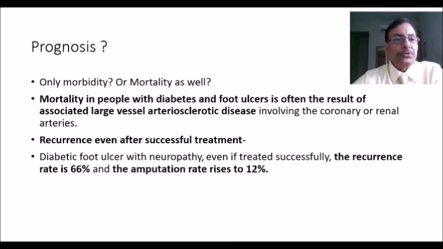Let's talk about the prognosis. Is prognosis only for morbidity, or could there be mortality as well? If there is mortality, it is usually as a result of associated large vessel arteriosclerotic disease, especially of the coronary or the renal arteries. Remember, the recurrence, even after successful treatment of a diabetic foot ulcer, is very common. It is 66%, and the amputation rate rises to 12%.